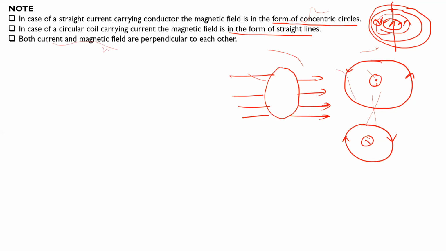Now you need to see the third point, that both the current and the magnetic field are perpendicular to each other. And it's true. If you see here, if current is flowing in this direction, if you take this to be the small current element, this is the magnetic field. So these are always 90 degree perpendicular. In this case also, if this is the magnetic field, this is the current element. So this is perpendicular. So current and magnetic field are always perpendicular.